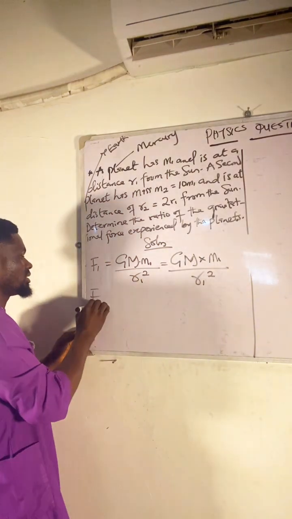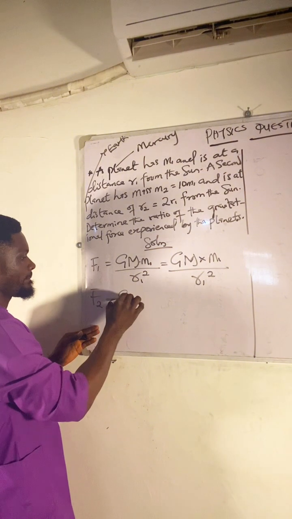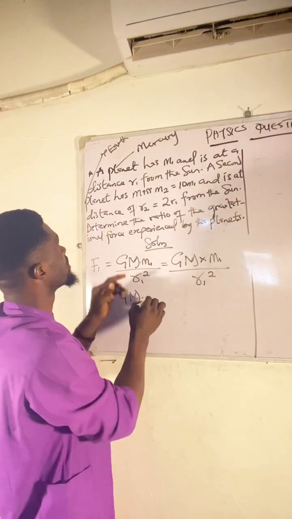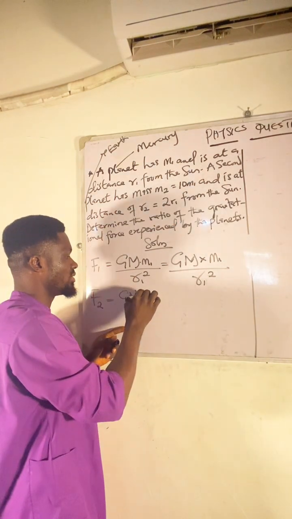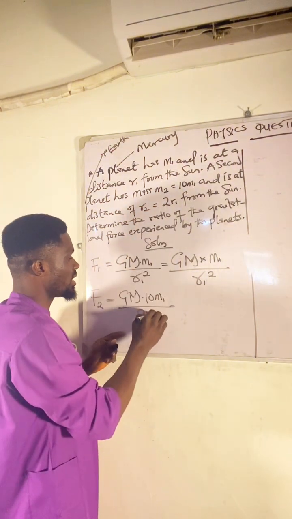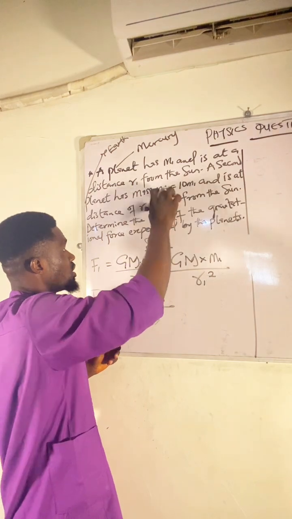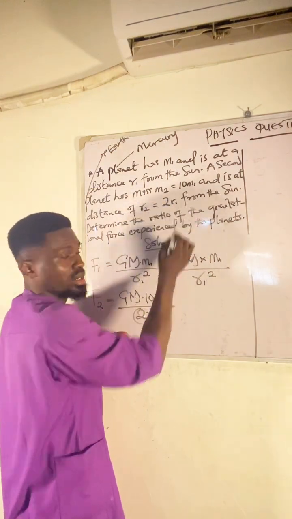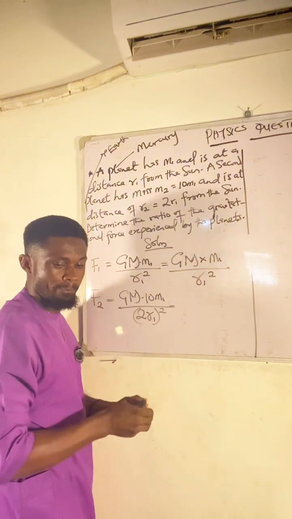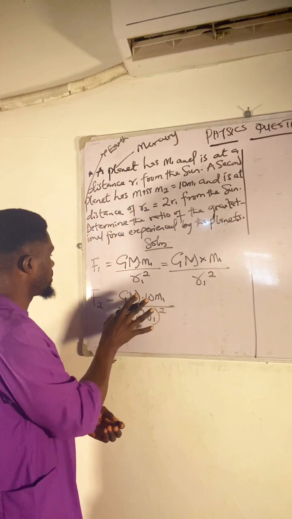So let's talk about the second planet, Earth. F2 is equal to G, which is a constant, then the mass of the sun is also a constant, times M2. But M2 is 10 times M1, so we have 10 M1 all over R2 squared. But R2 is 2 times R1, so I'm going to square everything inside, because R2 should be squared. So I'm going to have the power 2. Are you with me?